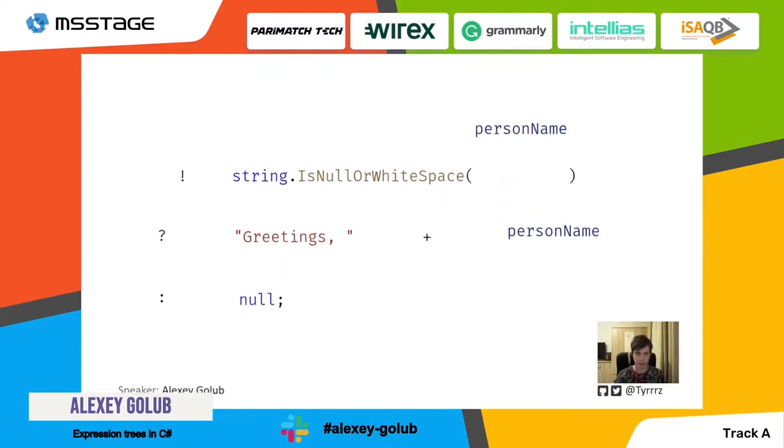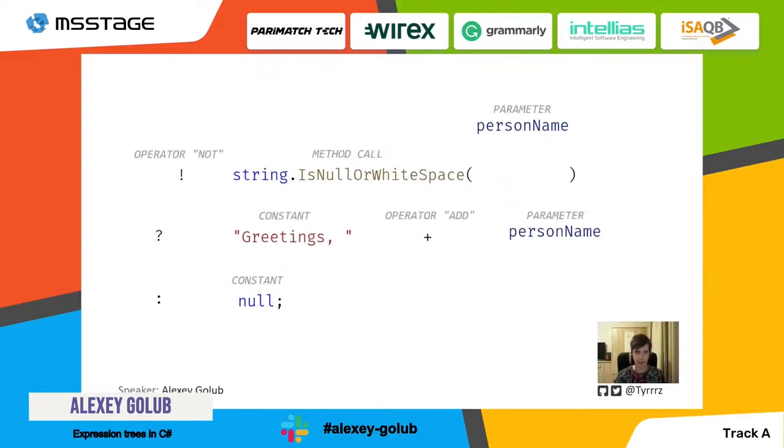If we look really closely, we'll see that this expression is composed of multiple smaller ones. For example, the operator not, which just negates the Boolean value to the opposite one. There's the method call expression, and then the parameter expression that we pass on to it. For the true clause, we have the constant expression, the add operation, the parameter expression, and then the null expression is also another constant expression.